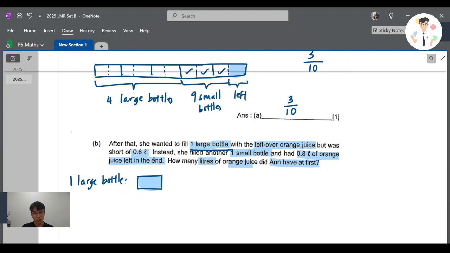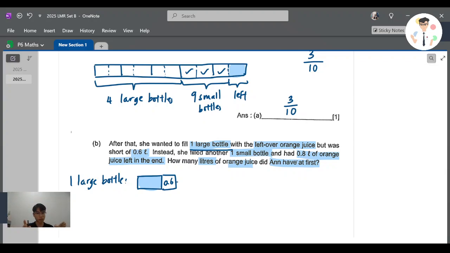This basically tells you that whatever is left now is not enough to fill in 1 large bottle, correct? Short of 0.6 liter means that I need an extra 0.6 liter in order to fill in 1 large bottle. Okay? Let me just label here again. This is what I left. I repeat, whatever I left now, I want to fill into 1 large bottle, but it's not enough. It's short of 0.6. So I'm adding 0.6 here so that it's enough to fill in 1 large bottle.